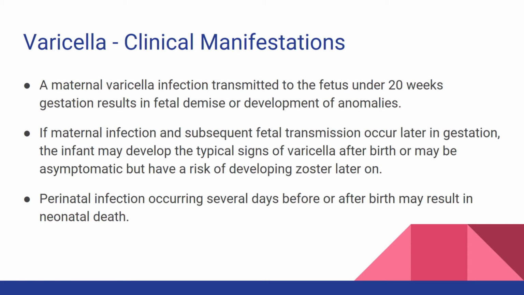So it's important to note for varicella the clinical manifestations, whether that's an infant who's infected before 20 weeks gestation. If that occurs, that's most likely to result in fetal demise. If maternal infection and subsequent fetal transmission occurs later in pregnancy, then there's a greater likelihood of the infant developing the typical varicella symptoms at birth. Of note, perinatal infection occurring several days or before birth can result in neonatal death as well. Some of the anomalies that can be associated with it include ophthalmologic malformations, cutaneous scarring, limb hypoplasia, and damage to the CNS.